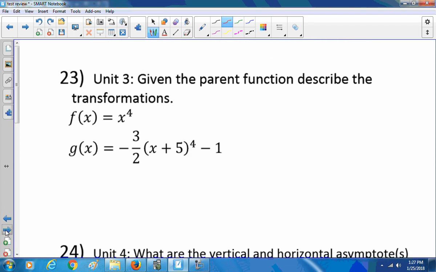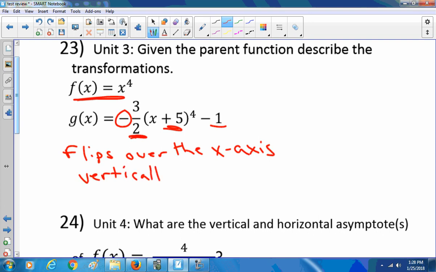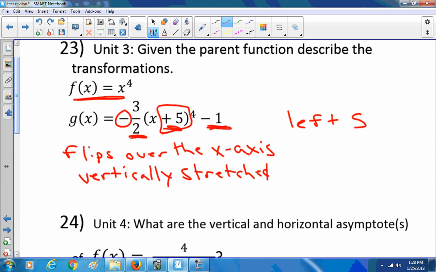Parent function. Parent function. Transformations. What do they do? Negative flips over the x-axis. 3/2 vertically stretches because it's above 1. Plus 5 on the inside. Left 5. Minus 1 on the outside. Down 1.